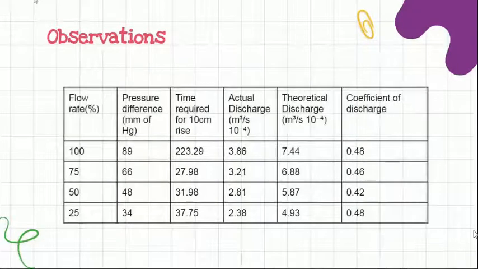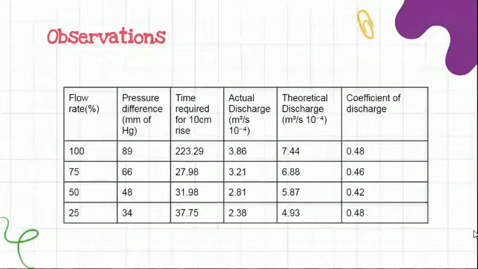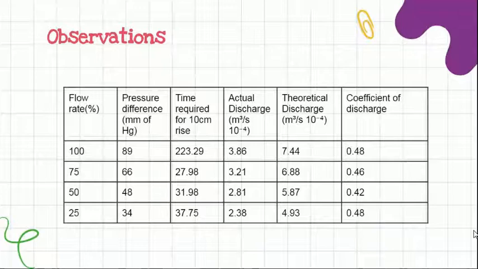So during observation, first we calculate the readings with different flow rates, 100%, 75%, and so on. So first we calculate the pressure difference for each flow rate. Then we calculate the time taken for the rise of 10 centimeter. Then we calculate the actual discharge, which is equal to the volume of the measuring tank upon time. Volume is area into height.